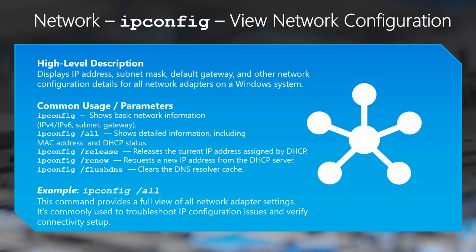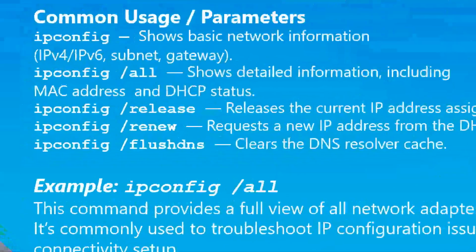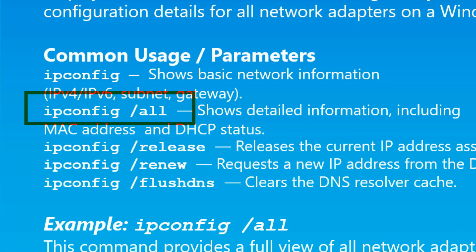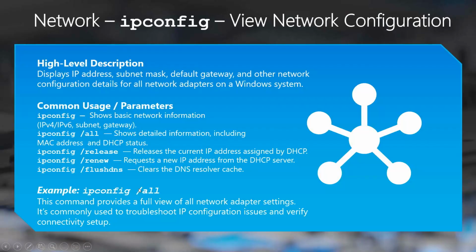IPConfig, you'll want to know IPConfig. You'll want to know IPConfig /all, which gives you detailed IPConfig information. And then you may want to know about IPConfig /release and /renew. So if you're having an issue and you want to get a new IP address from the DHCP server for whatever reason, you can type in IPConfig /release, and then once that executes, IPConfig /renew, and it will make a new request for a new IP address from the DHCP server.